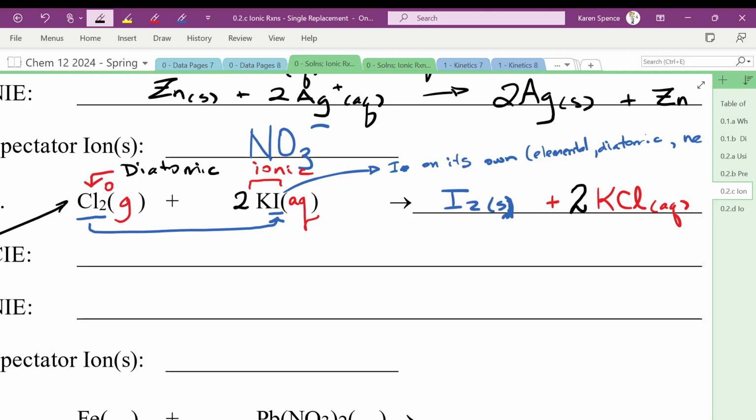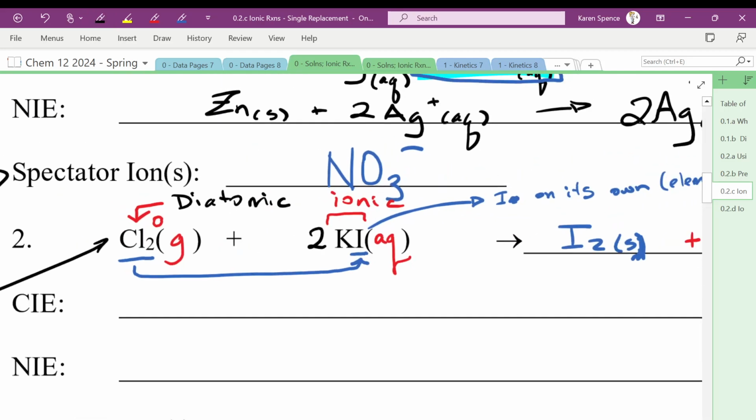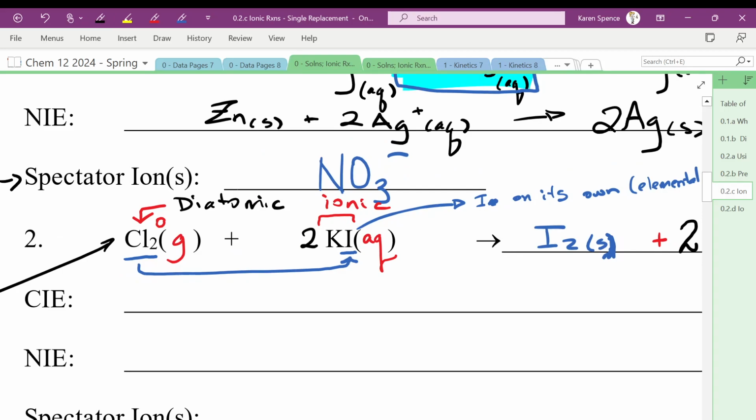Complete ionic equation. Are we going to take the Cl2 and split it apart? Is chlorine aqueous? No. Even if it was aqueous, is it ionic? No. And if it's not aqueous ionic, do you split it apart? No. So it fails on both those accounts. It is a molecular compound. It's not a compound, but it's a molecule.